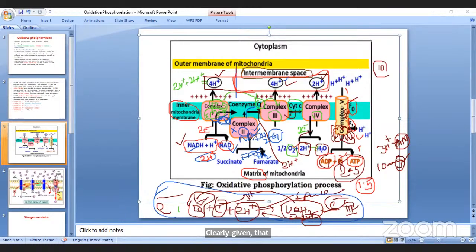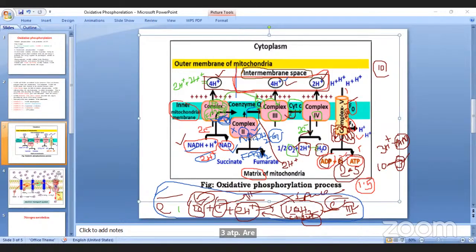oxidative pyruvate decarboxylation, citric acid cycle. So I already told you how many NADH2 are formed in glycolysis? 2, sir. So for one NADH2 entering oxidative phosphorylation, how many ATPs are formed? 2 ATPs, sir. According to the book, 1.5, sir. So total in glycolysis, three ATPs are formed.